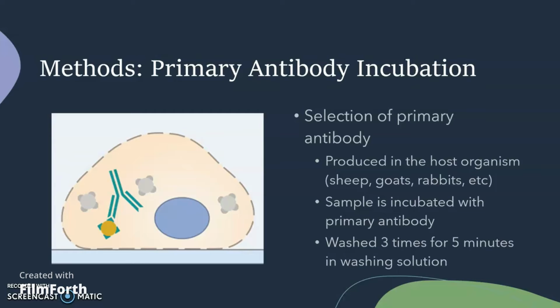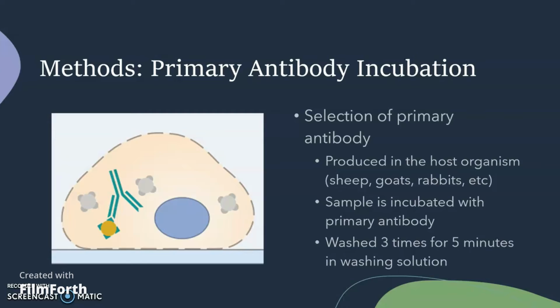We then move on to the primary antibody incubation. And so here what we're doing is we're adding the primary antibody to the sample, and it's able to go into the cell because it is now permeable to the specific antigen. This antibody can be, or any antibody can be, produced by host organisms.